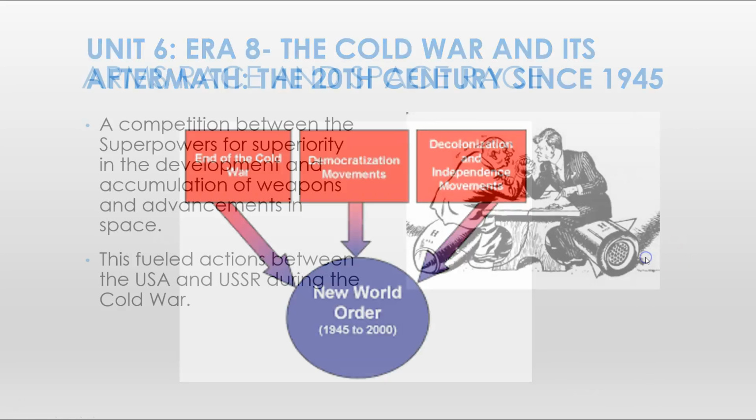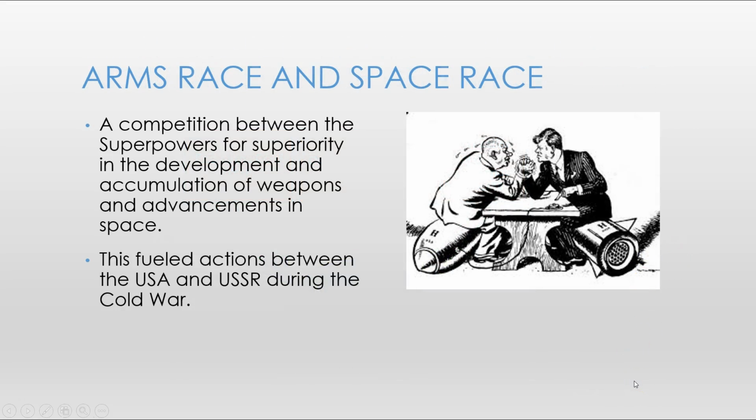So the first word I need you to know is the arms race and the space race. And like I said a second ago, the USSR and the USA were the leaders in this divide between the communist world and the democratic capitalist world. And they were trying to get a leg up on each other. So when one nation would make a particular weapon, the other nation would make another weapon. Then that would go back and forth and back and forth, trying to outdo each other to the tune of enough weapons to blow up this world 400 times over.